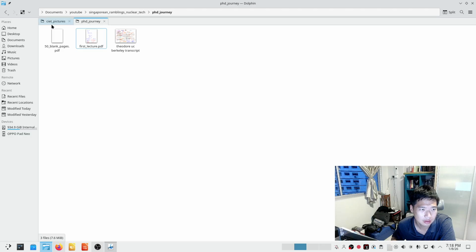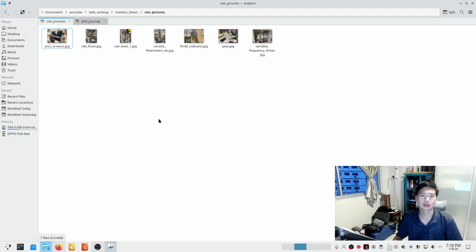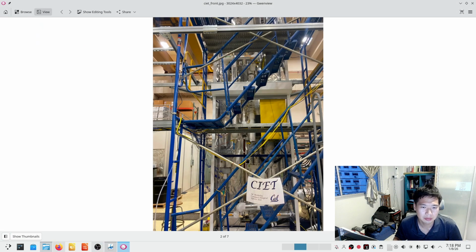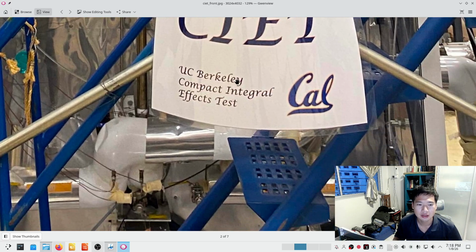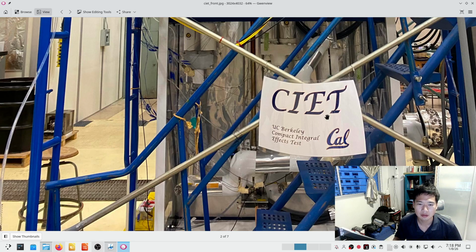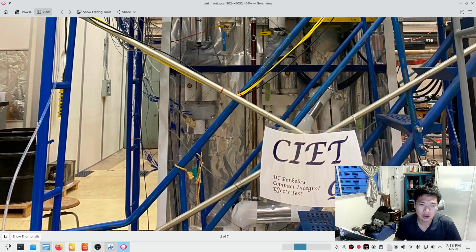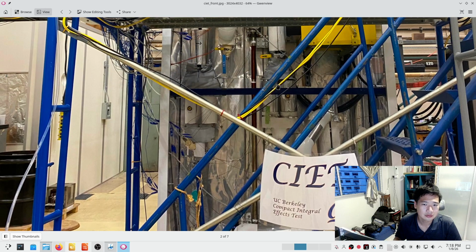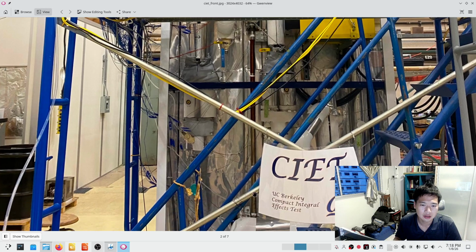Now before I do that, I just wanted to show you some bits of how CIET worked. Okay, let me show you some pictures. This is the first and second floor of CIET. So this is the Compact Integral Effects Test, and this long thing right here is the heater.